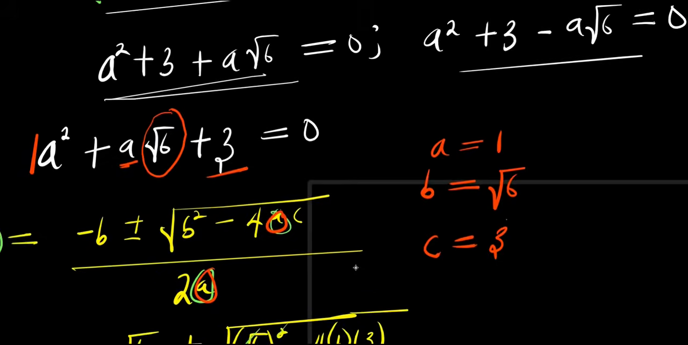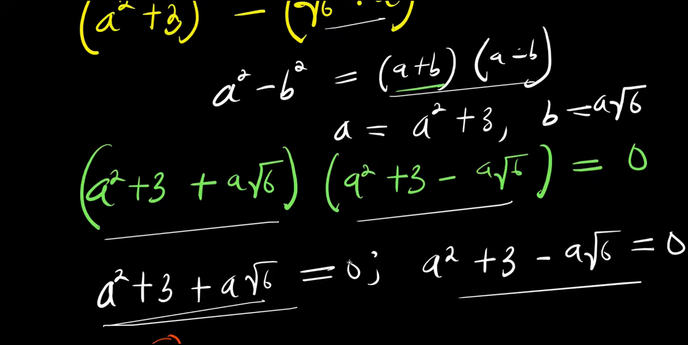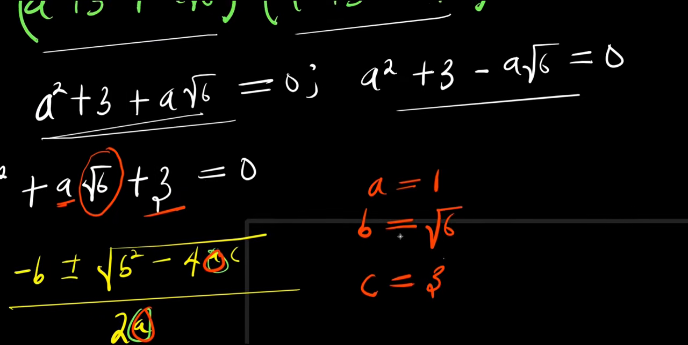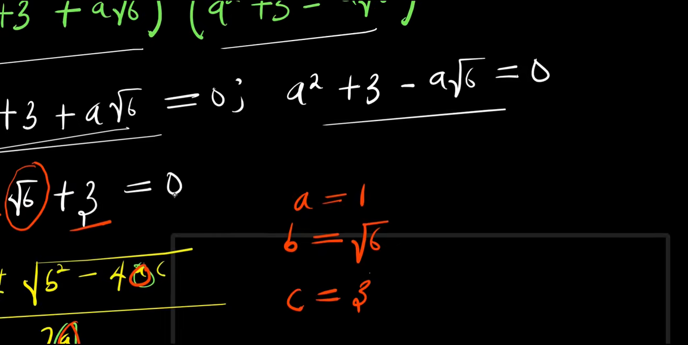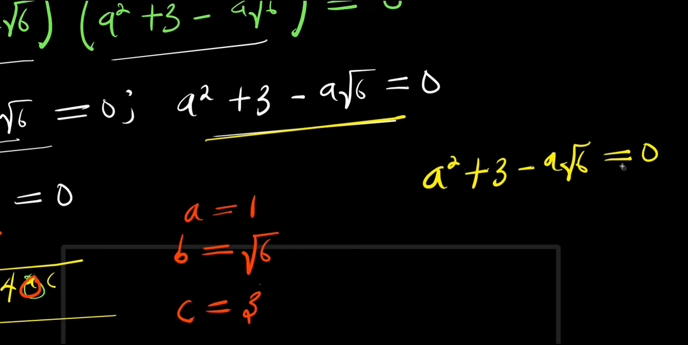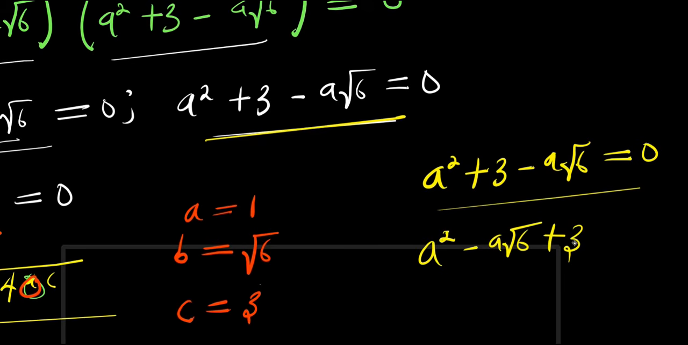Now we still have one more equation that we are going to solve, and here is the equation. This is a squared minus 8 times root 6 plus 3 equals 0. And from here, we can rearrange this. We have a squared minus root 6 times a plus 3, and this equals 0.